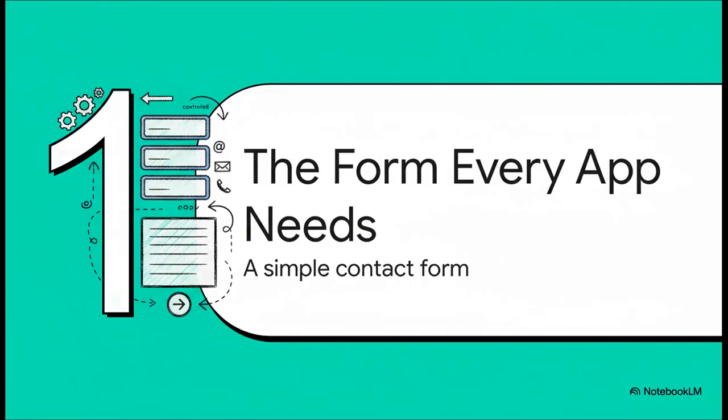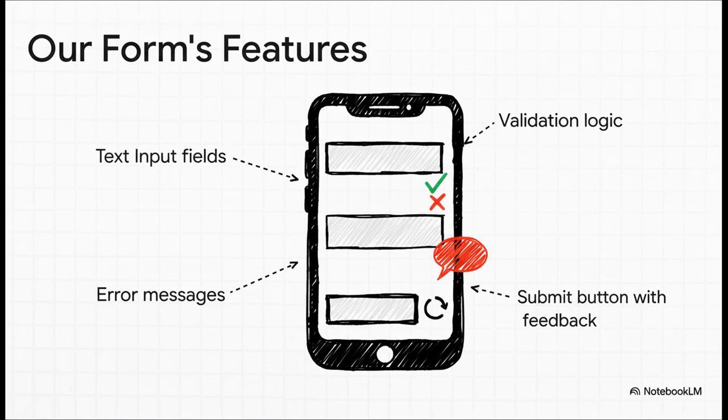All right, first up, let's talk about the form itself. We're going to build a simple but really robust contact form from the ground up, the kind of thing you'd find in almost any professional app. So what does a good form need? Well, obviously, we need some input fields for the user's data. But we can't just trust whatever they type, right? So we'll build in some validation. And if something is wrong, we need to give them clear, friendly error messages. Finally, that submit button needs to be smart. It should tell the user when it's working and when the submission is complete.